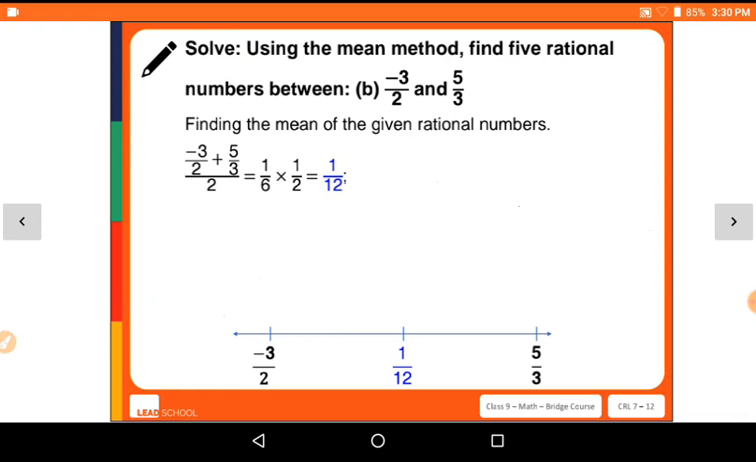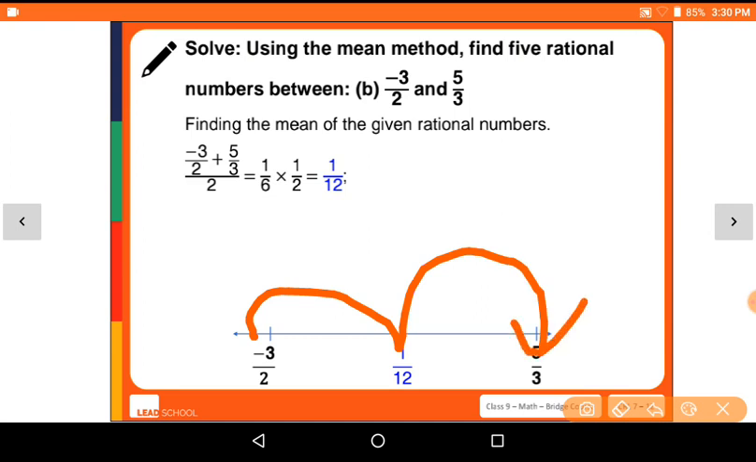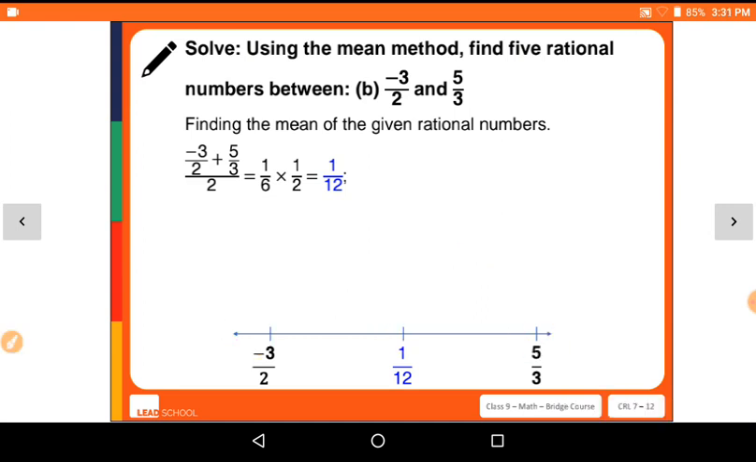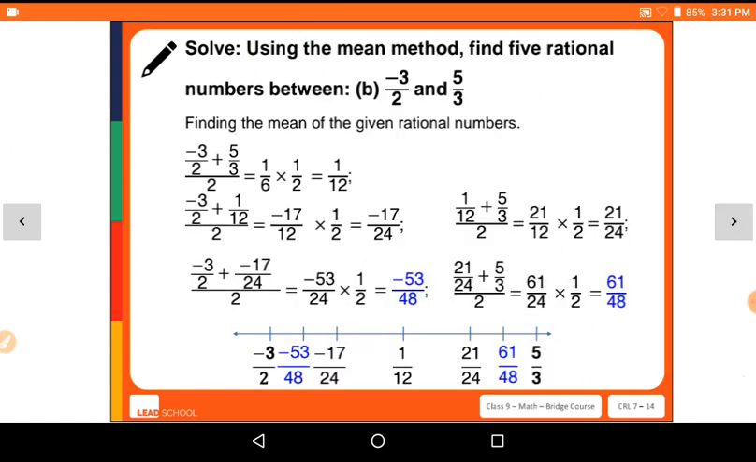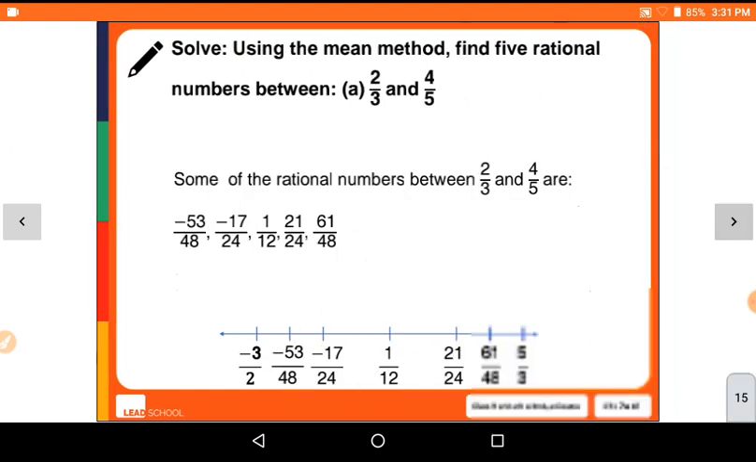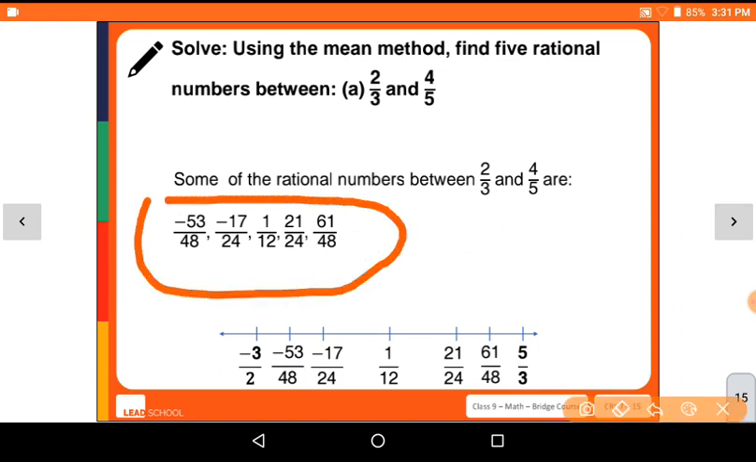So that is also easy. Similarly, we continue with these two numbers, once for one pair and once for the other pair, and when we use the mean, automatically we get the other numbers in that way. So these are the actual procedure to find out the numbers between -3/2 and 5/3. So these are all five numbers between the given rational numbers. These are the mean or average methods. Finally, we got five different numbers.